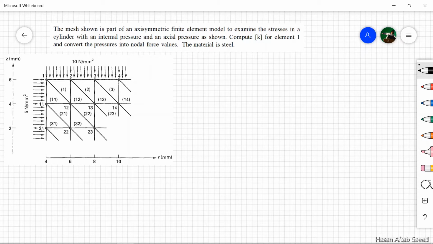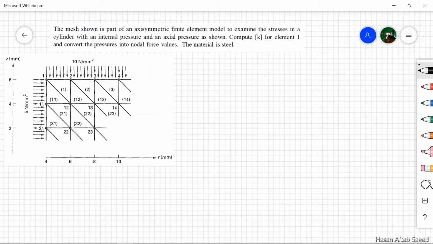Let's reinforce our learning by using a numerical problem. The figure is given. The mesh shown is that of an axisymmetric finite element model, and we are required to compute the K for element 1. Two types of pressure are given: vertical pressure on the top and horizontal pressure on the side wall, and we are supposed to convert these into nodal force values. Let's start with the computation of K, and for K we'll need B.